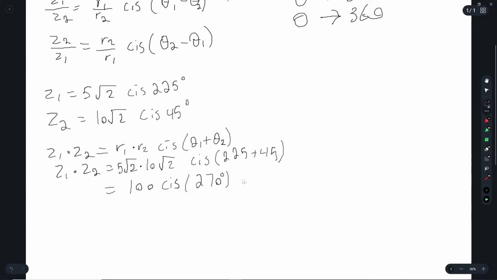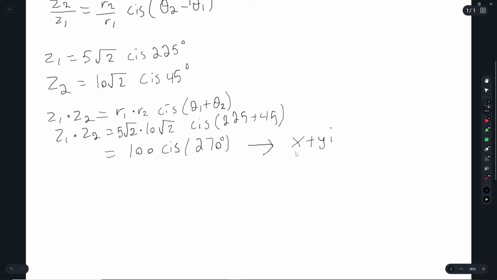Then you can either keep it this way or convert it to the x plus yi form, depending on the answer choices. If we want to convert it to x plus y form, we can do 100, and then the angle symbol on the calculator, 270 degrees. We make sure our calculator is in degrees. So this will give us 100, then 270 will give us 100i. So this is x plus y form.